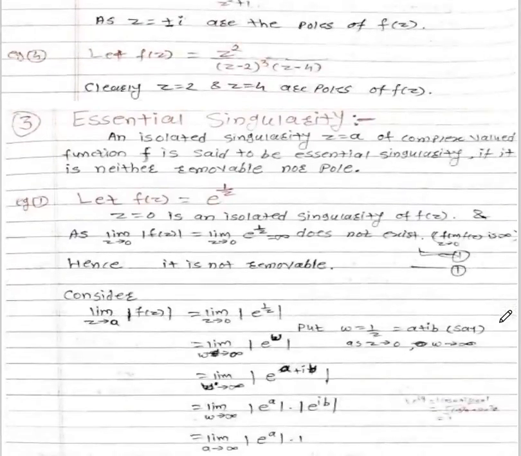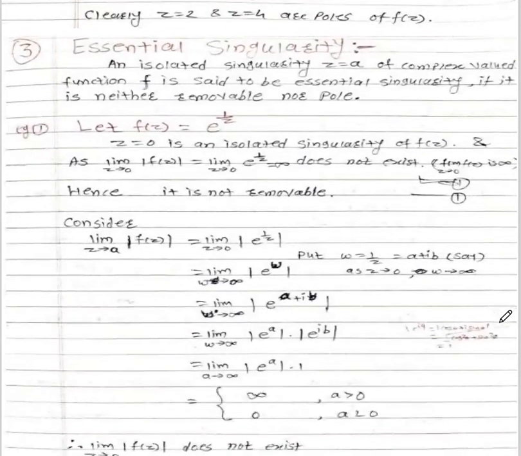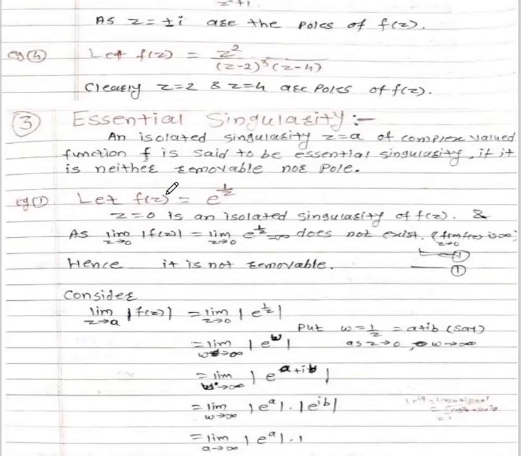And third singularity is essential singularity. So what is the definition of the essential singularity? An isolated singularity z equal to a of a complex valued function f is said to be an essential singularity if it is neither a removable singularity nor a pole. So essential singularity means it is not removable, neither a pole. That singularity is called the essential singularity.